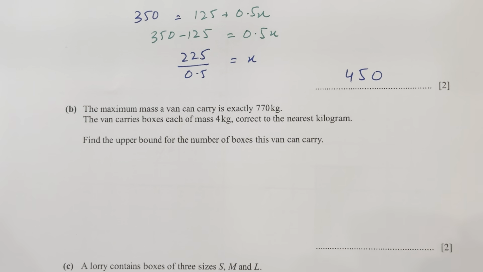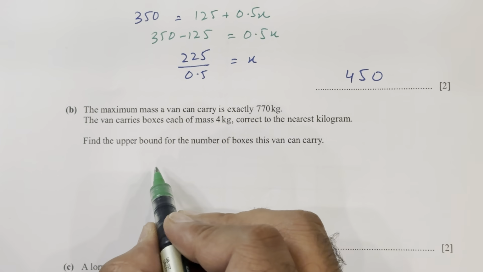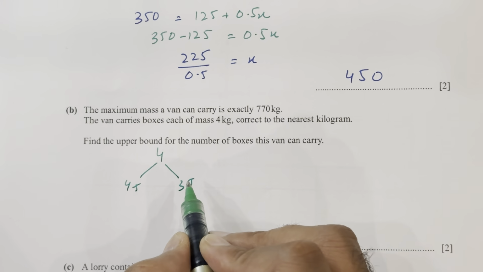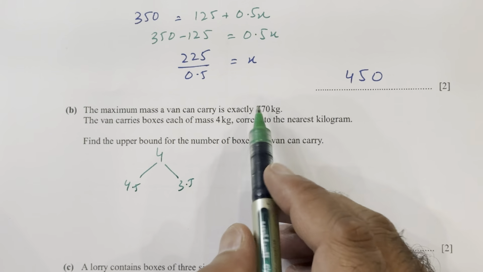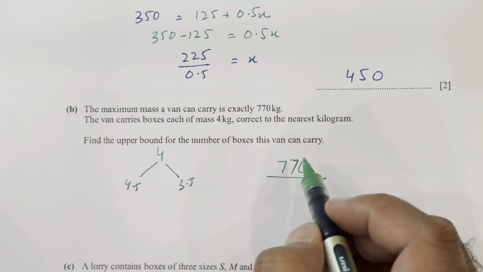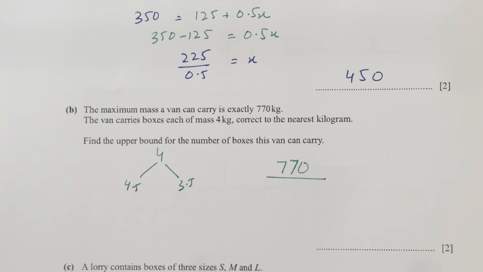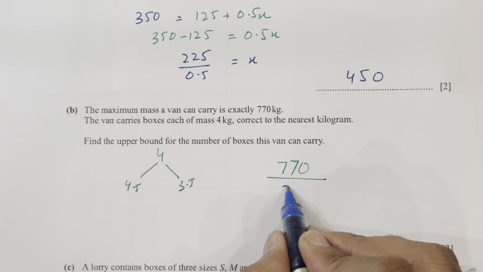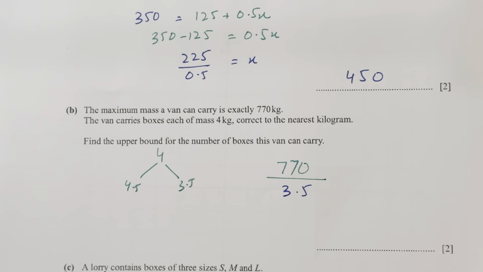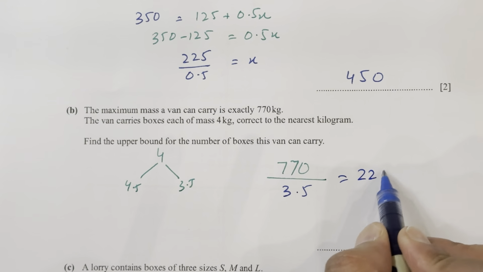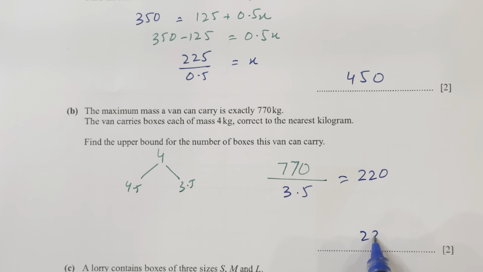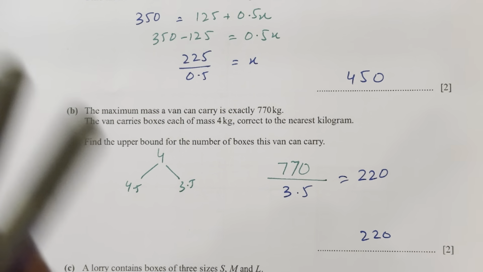And we can say that it is to the nearest kilogram. 4 kg would be between 4.5 and 3.5. So the maximum mass is 770. So we are going to divide it by 3.5 because we want to take the upper bound of this answer. If we divide it by 4.5, we get the lower bound. So for the upper bound we have to divide by 3.5. So our answer will be 220. Okay, moving to C part.